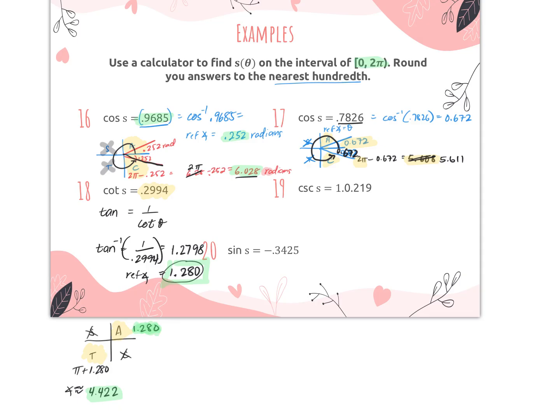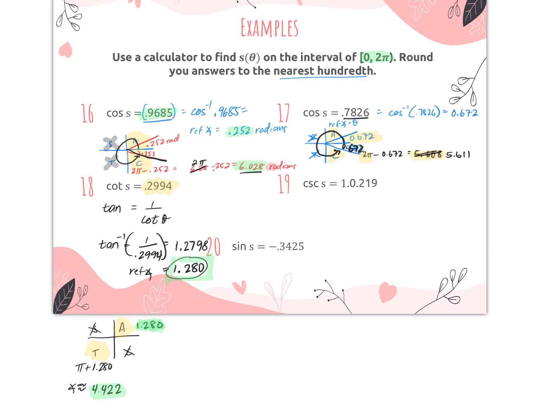Now, the last problem is the one that gets a little tricky. They're looking for theta again in radians, and they're telling me that the sine of some radian angle measure is negative 0.3425. So I know that I'm going to do inverse sine of, but instead of doing the negative, I'm going to wait on that and just do the positive in here. I'm going to use the negative to determine my quadrant.